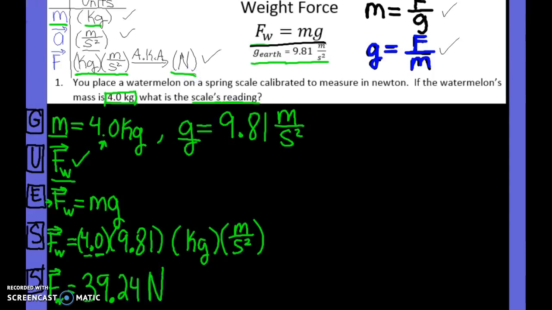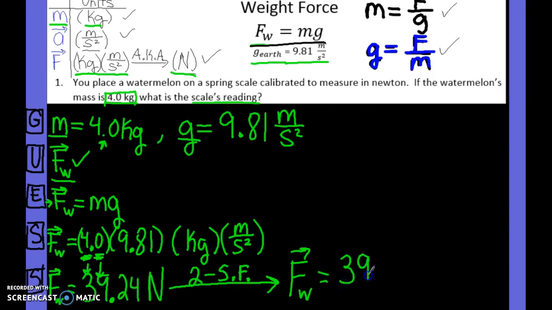The reason why I mentioned significant digits is because our answer needs to have the same number of significant digits as the number with the fewest significant digits. Here's our number with the fewest significant digits. How many does it have? 2. So our answer needs to have 2 significant digits. Here's how I represent what's going on between these two numbers. To 2 significant figures, our force will equal, do I need to round up that 9? No. 39 newtons.